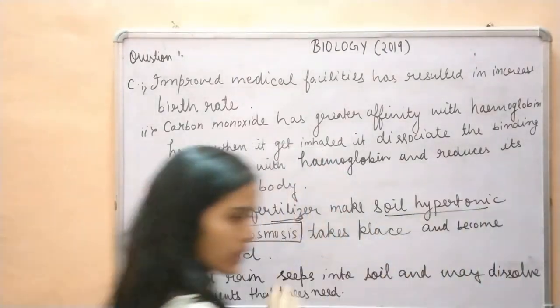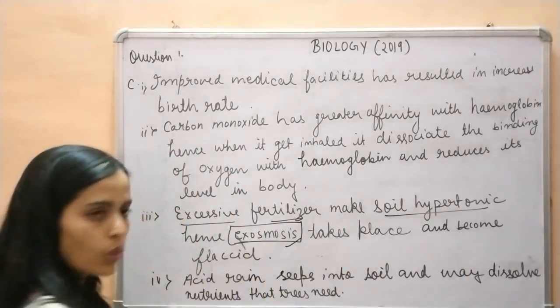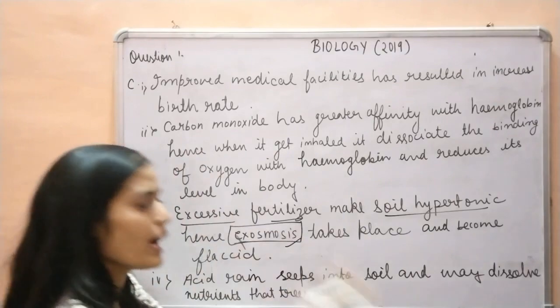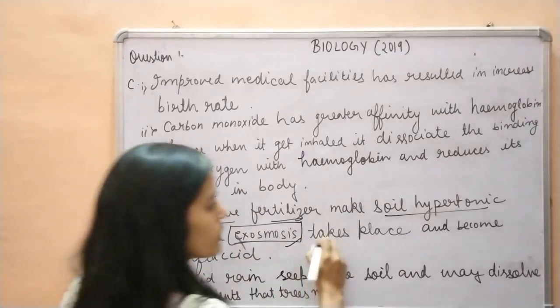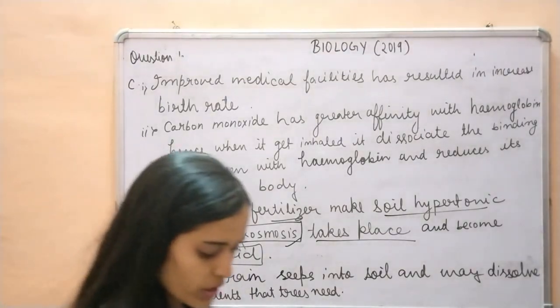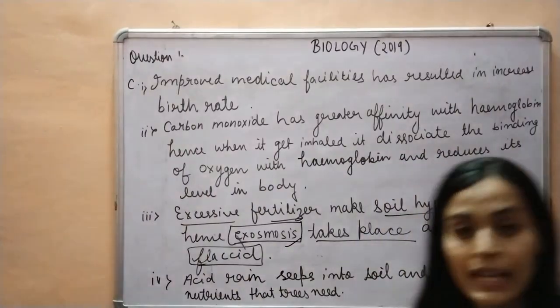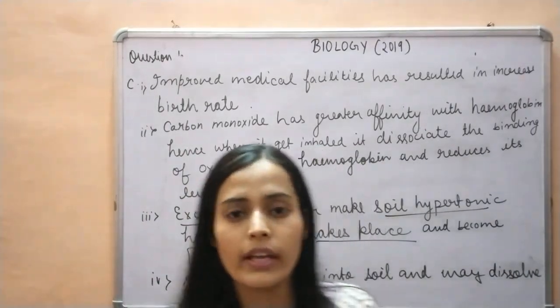Excessive fertilizer added, it means which condition arises? Hypertonic. If hypertonic condition arises, that means exoosmosis, यानी कि सेल के बाहर movement will be there. So इसकी वजह से root क्या हो गई? Flaccid root, right. Next question is acid rain. Why acid rain? How is acid rain harmful to the environment?